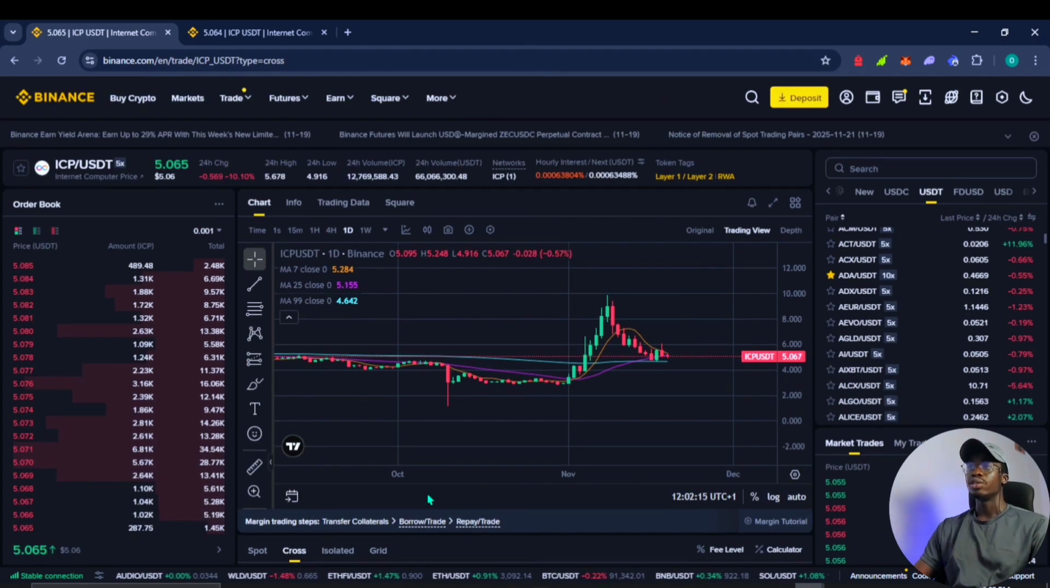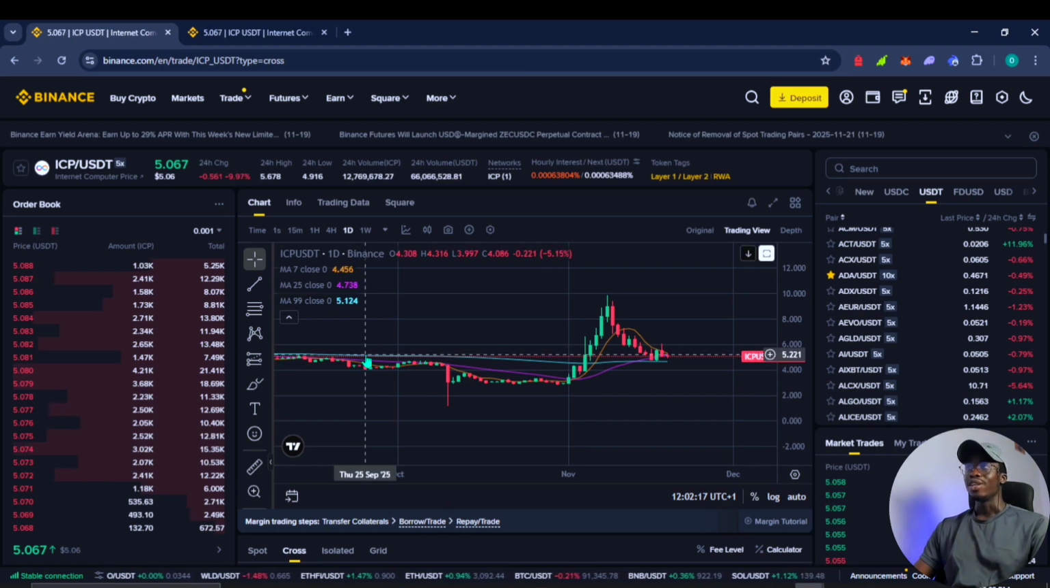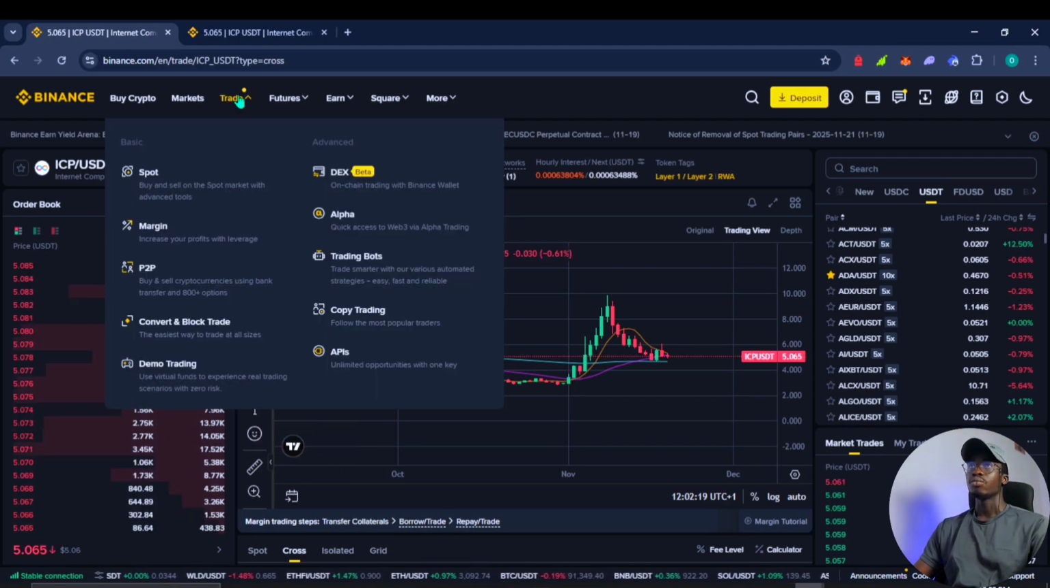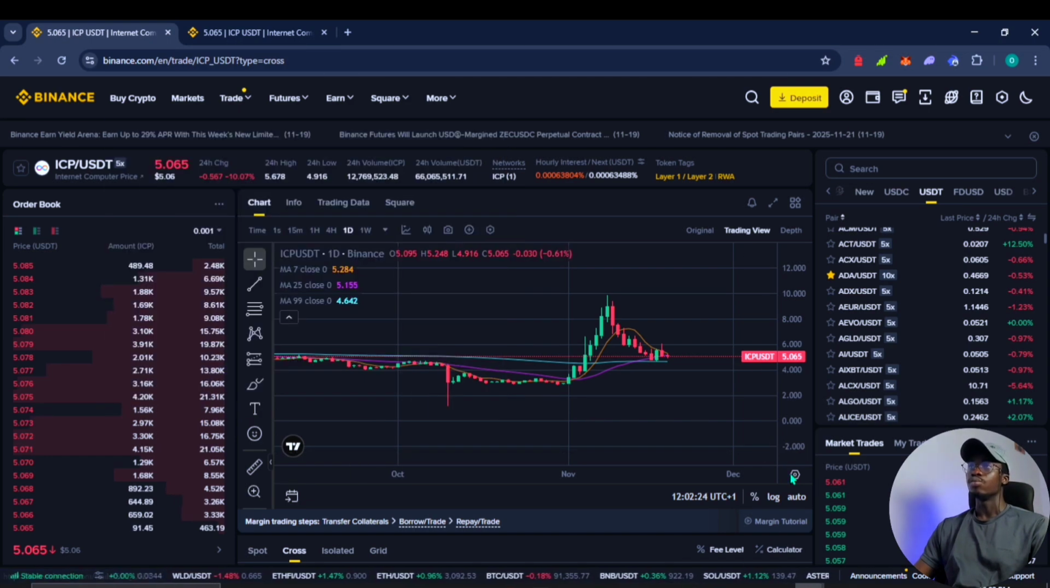However, if you're still wondering how I got to this place, all you need to do is log into your Binance app, come to trade right here, and click on margin. After doing that, you'll be brought to this particular interface, right?